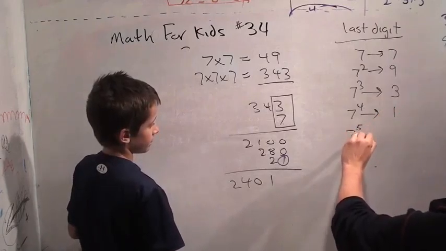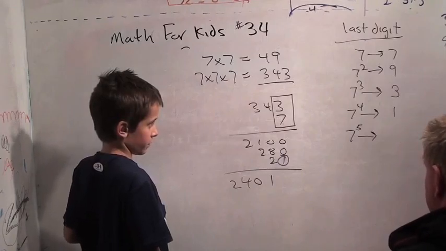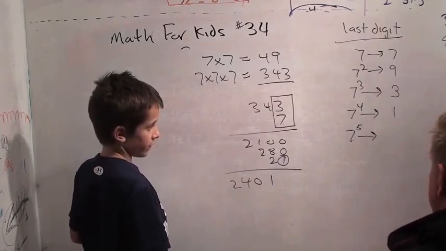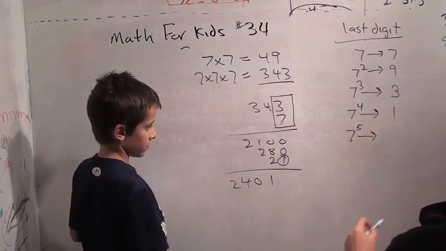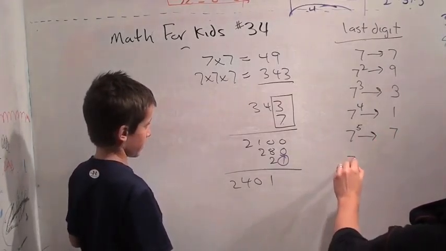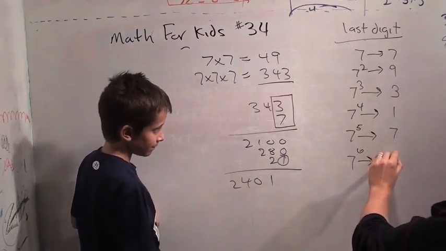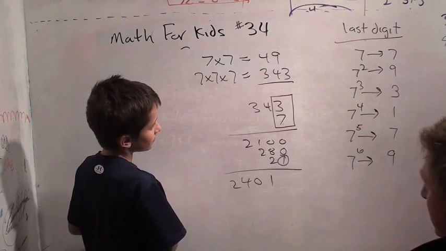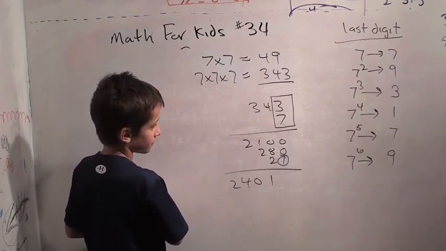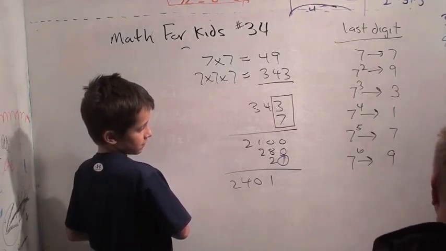7 to the 5th, we just do the last digit, 7 times 1, which is just 7. Now I see why there's a pattern. Okay, 7 to the 6th, now we just do 7 times 7 and take the last digit, which is 9. Okay, so we're just going to keep repeating. We know what 7 to the 100th is. Well, let's see if we can see what the pattern is.